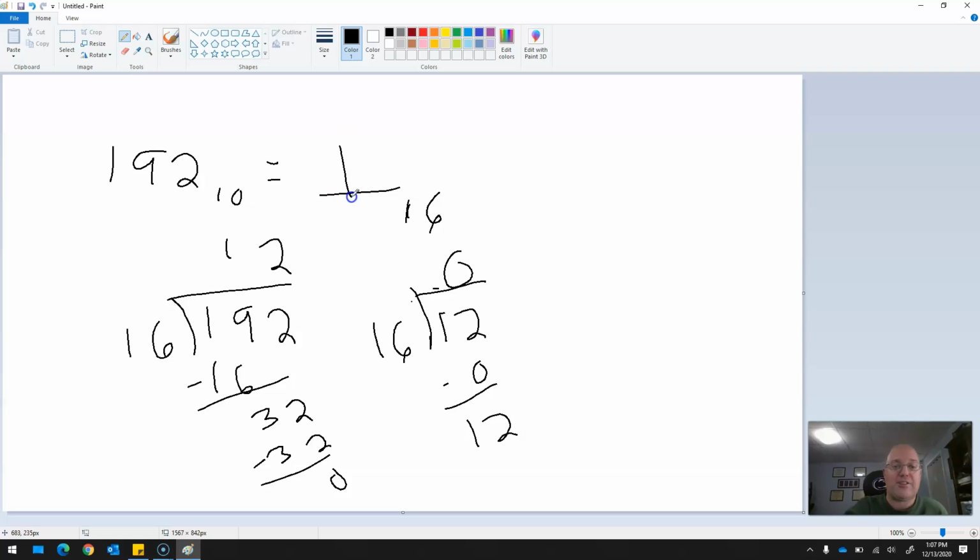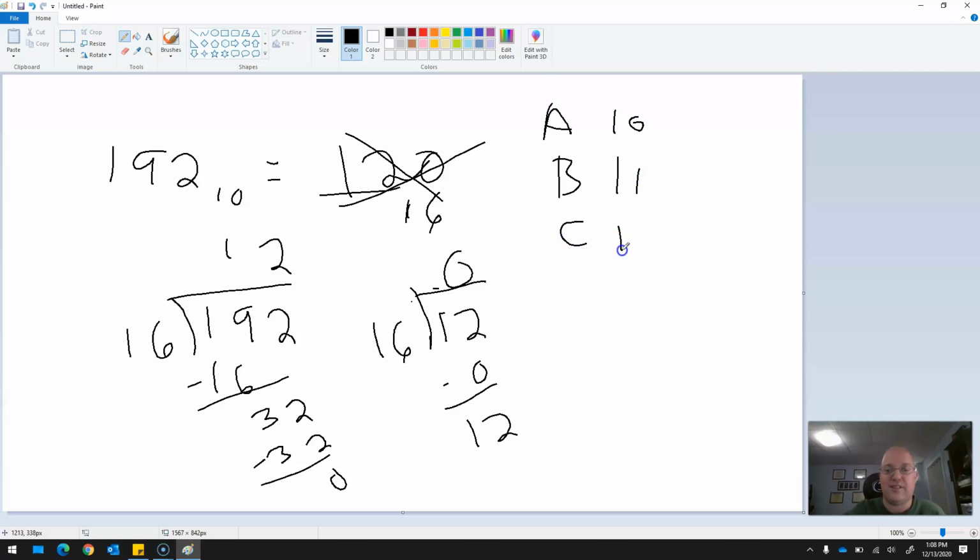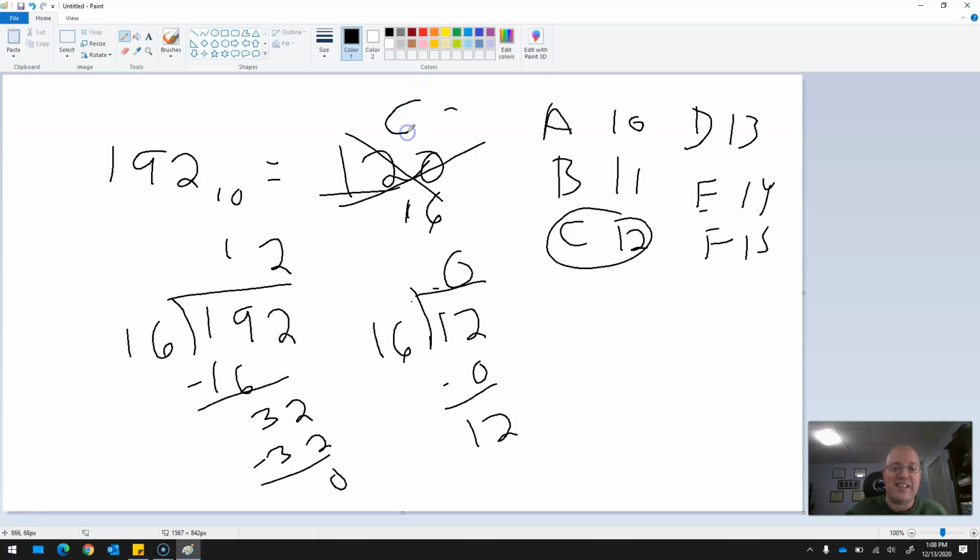Now, your answer is not 120. That 12 is not a 12. It's not a 1, a 2. It is the corresponding hexadecimal digit. Again, A is 10. B is 11. C is 12. D is 13, E is 14, F is 15, and so 12 is C. So your answer is really C0. There you go. That's how you do it.